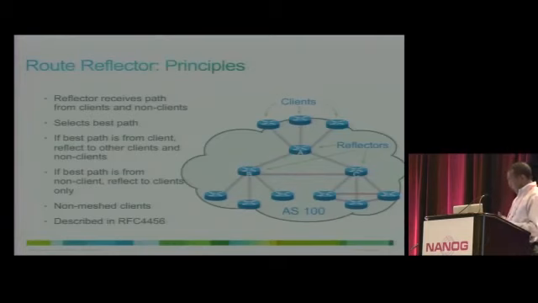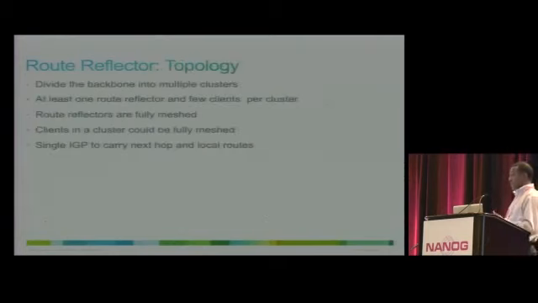You can have multiple route reflectors. Obviously, you need to have multiple route reflectors for redundancy. You can also split the network into multiple domains, and each one of them will have their own route reflectors, and then the route reflectors can peer with one another using IBGP again.